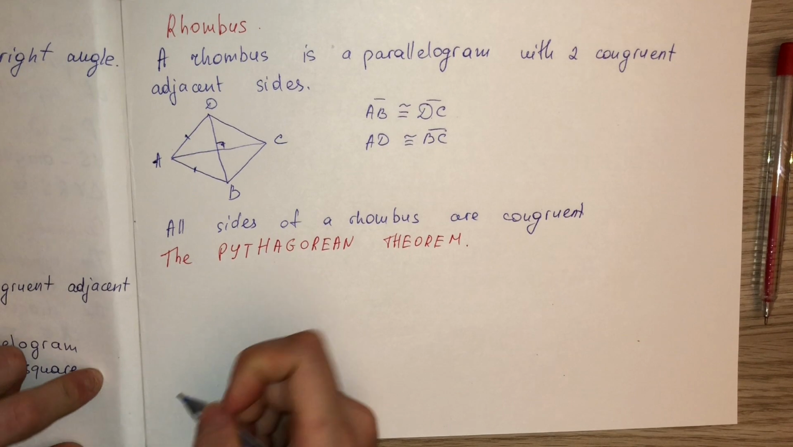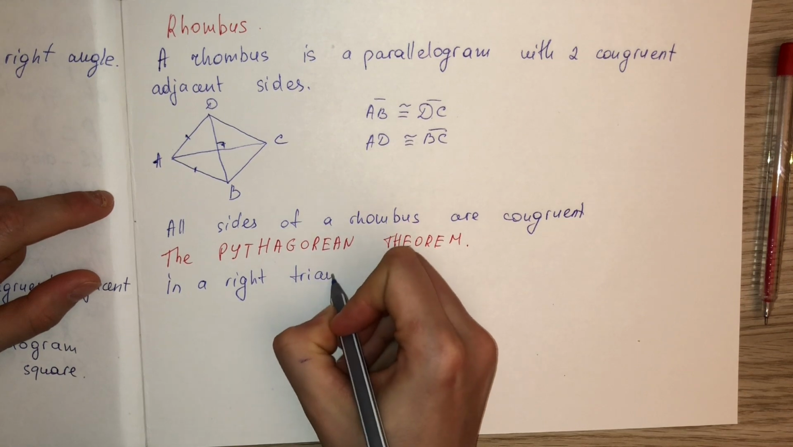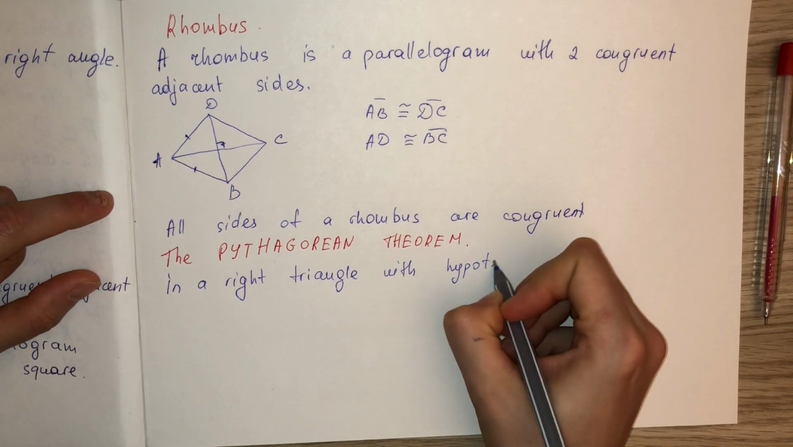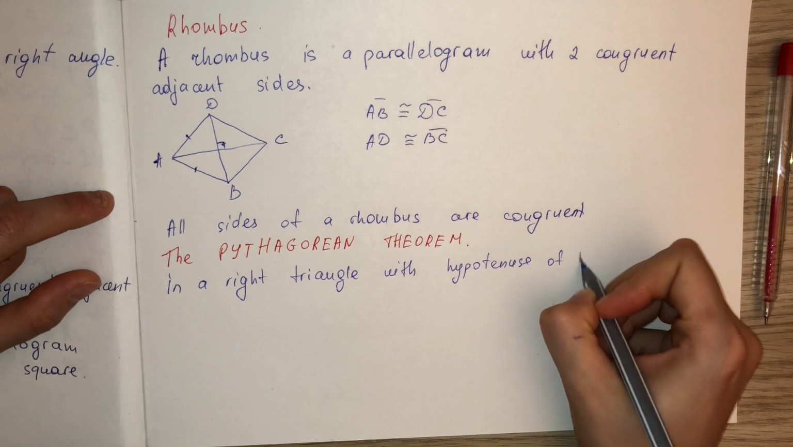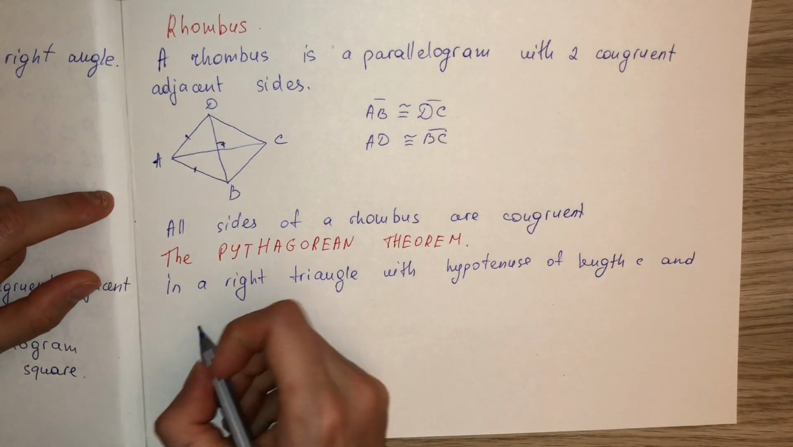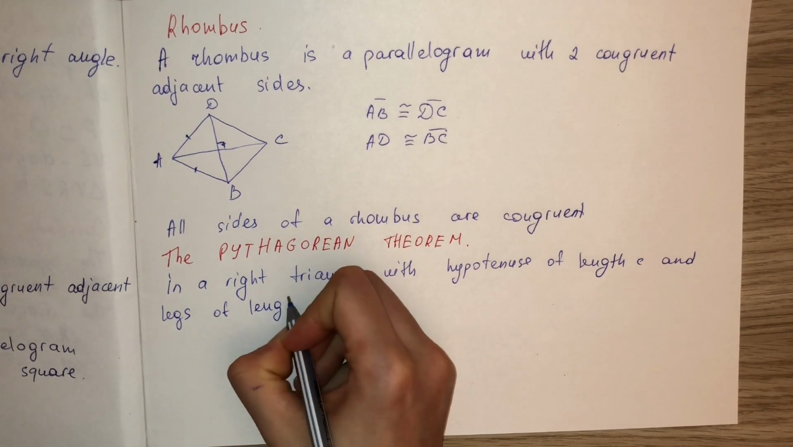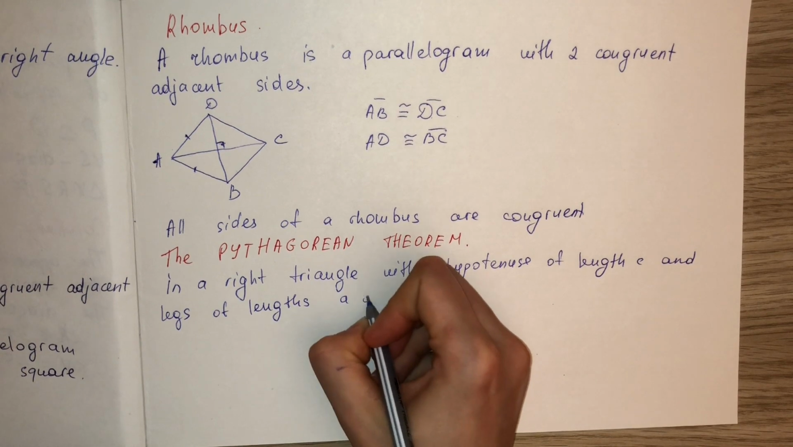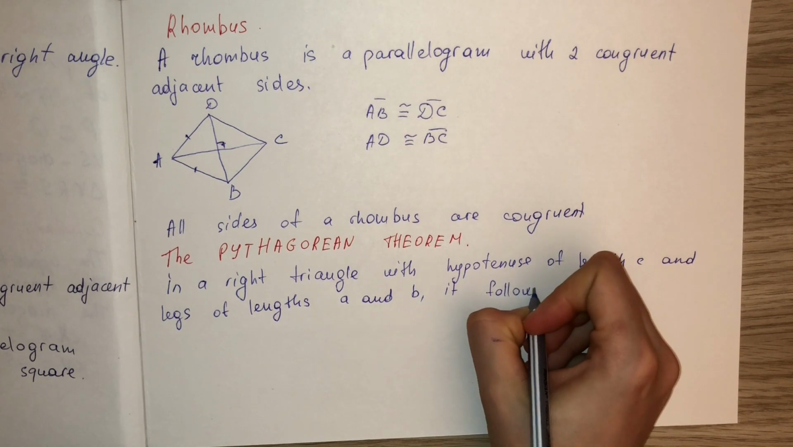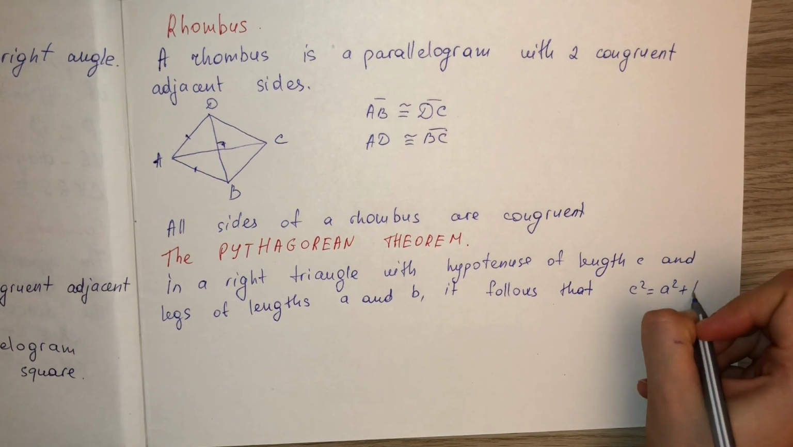In a right triangle with hypotenuse of length C and legs of length A and B, it follows that C squared is equal to A squared plus B squared.